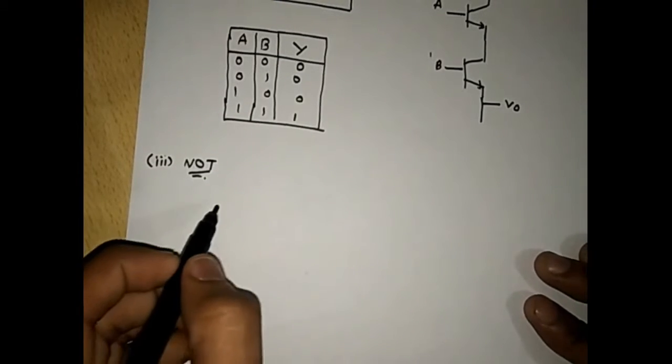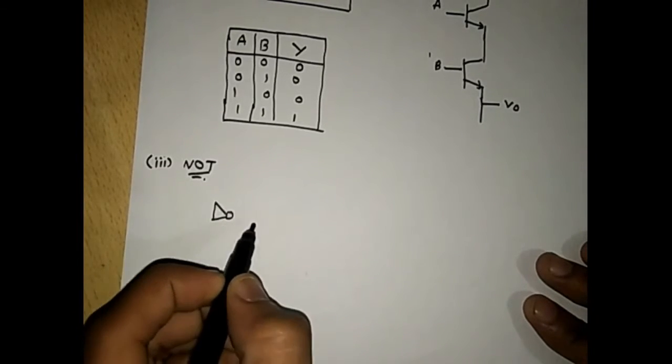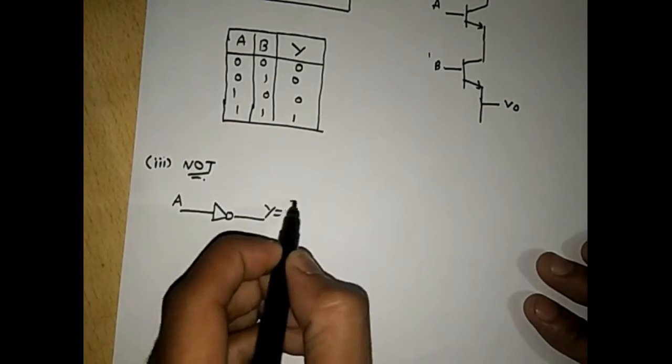Okay, so the NOT gate is represented similar to a buffer symbol, but this small circle on the symbol indicates the inverting operation. Suppose our input is A, then the output Y will be represented by A bar.